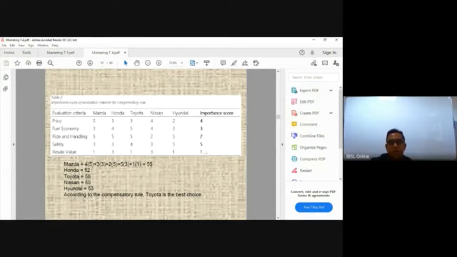That is how it is in this particular exercise. But your weightage may be different to this. Each individual has different weightage. So for this person, price is not the highest importance. Safety is the highest importance. Price becomes the next important point, and then fuel economy, then ride and handling, and finally resale value. So for price, Mazda has been given 5, Honda 3, Toyota 3, Nissan 4, Hyundai 2.